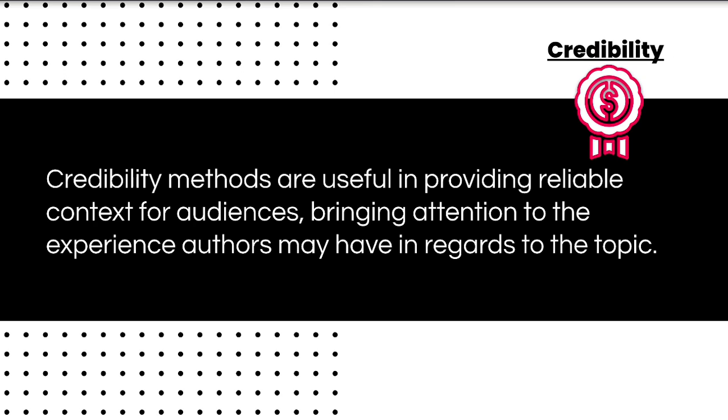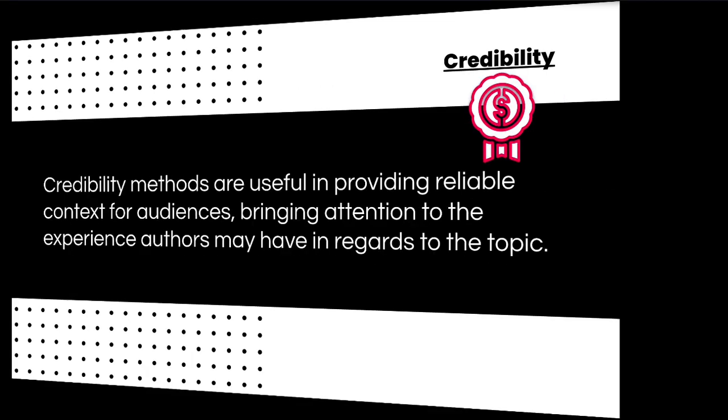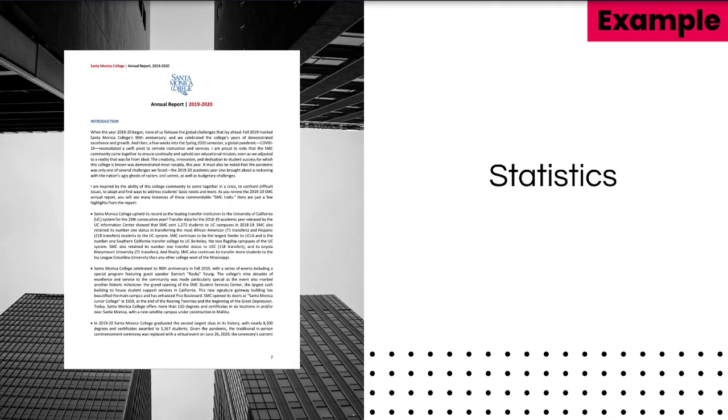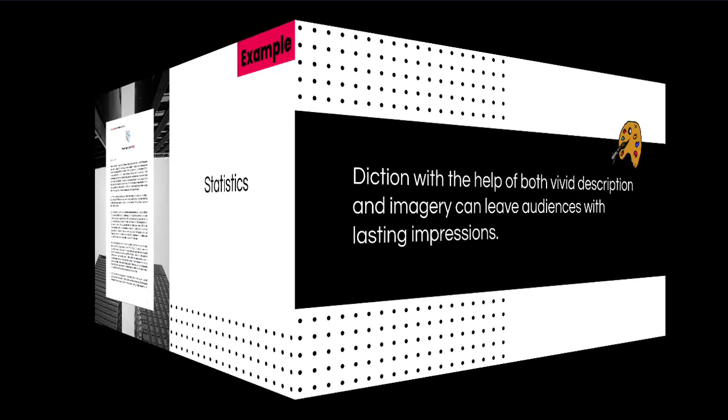Credibility as a rhetorical strategy is very helpful in providing reliable context for audiences, and even bringing attention to any experience authors may have regarding the topic. A good example I found of this in the annual report was the use of statistics alongside their claims. Shortly after their introduction, the report discusses their record as a leading transfer institution, providing statistics like the total number of students that transferred in the previous years. Credibility as a rhetorical strategy ensures a sense of trust amongst audiences, making it highly effective.